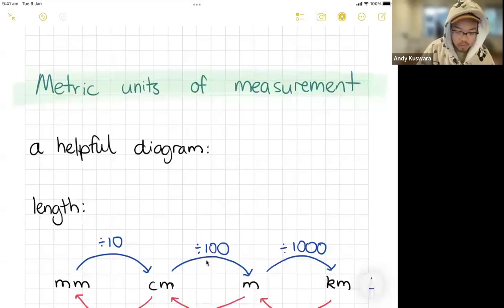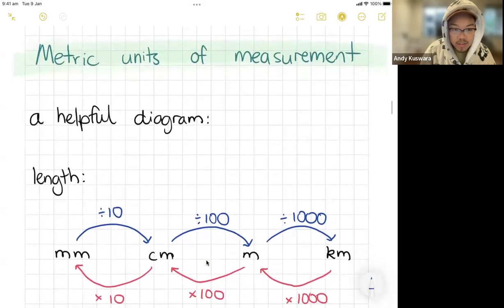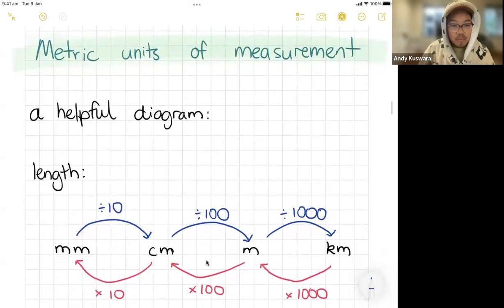All right. So today we've got hopefully a short one. We are talking about metric units of measurement. In other words, the units that we use in Australia. What we've got here is a helpful diagram that converts our main lengths, and I think this is going to be most of the work that you do. We've got millimeters, centimeters, meters, kilometers.